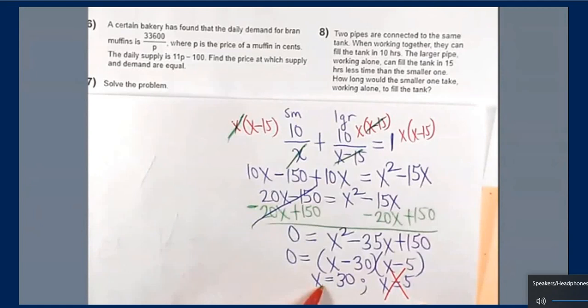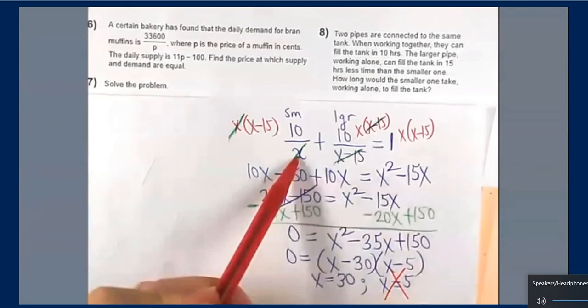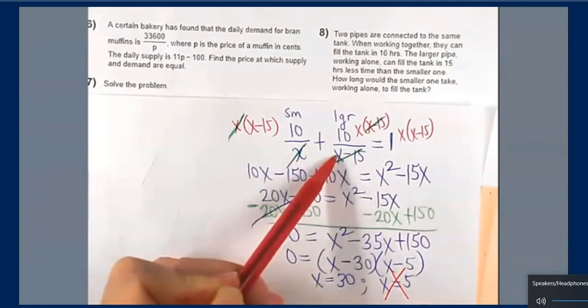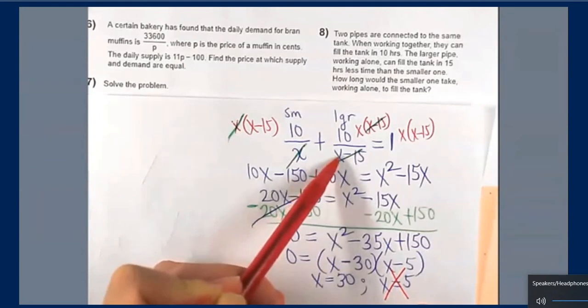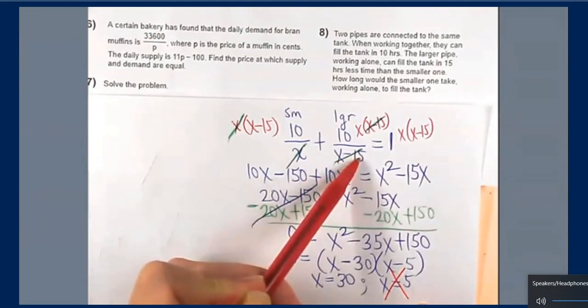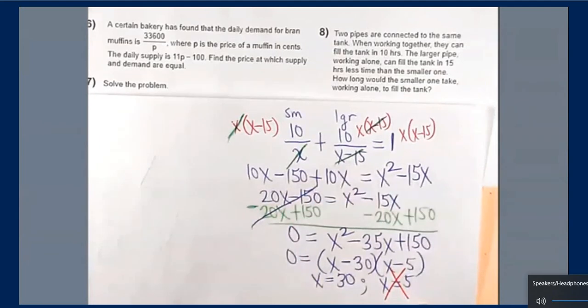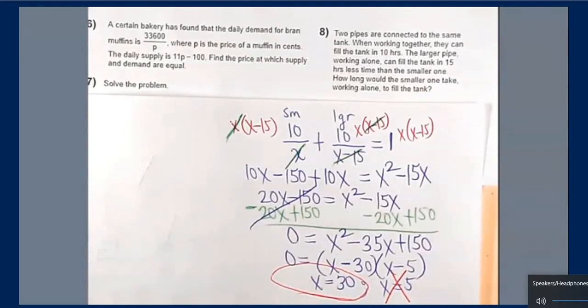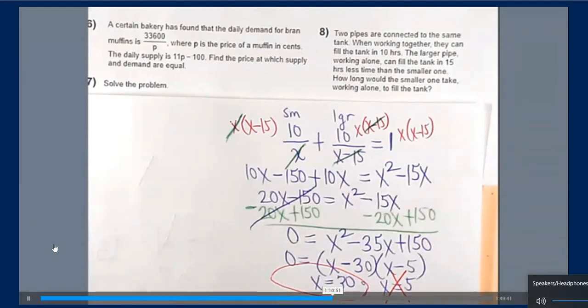Just to be on the safe side, test 30 as well. So when we plug in 30 for the smaller pipe, that's a positive time, 30 hours. And when we plug in x for the larger pipe, 30 minus 15 gives us 15 hours. So it checks out, it gives both pipes a positive time. So in conclusion, it takes the smaller pipe 30 hours when working alone.